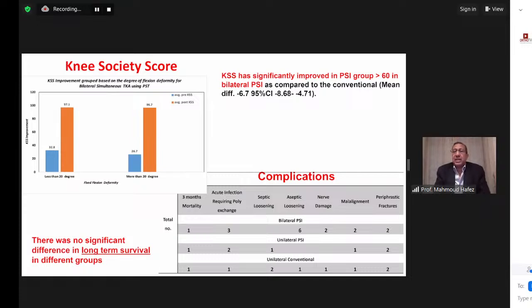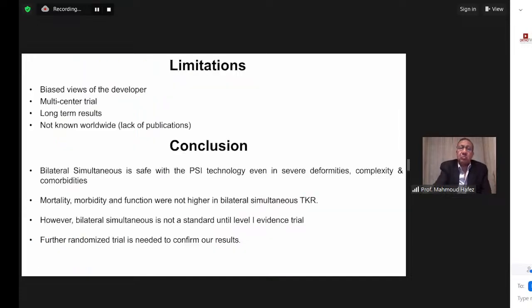Anyhow, the complications here, as you can see listed, surprisingly, with regards to mortality, we had more cases in the unilateral group. You may say that these cases were not fit for bilateral, but in fact, some of them probably had a knee problem on the other side. So this was not the reason, and this is a surprise to us. We don't know why.